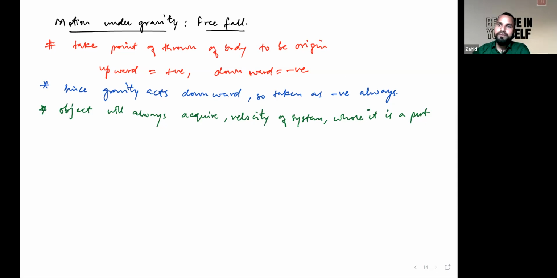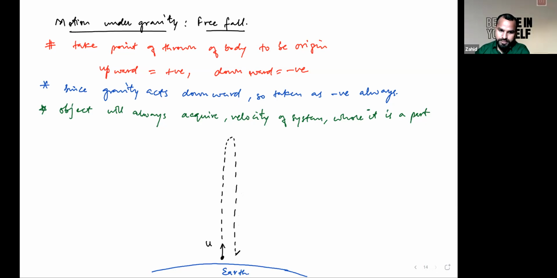Now, on the basis of this, I'm giving you some more relationships. Suppose this is the surface of the Earth, and from it a body is thrown upward with some initial velocity u. It will attain some height to reach its maximum, and then turn back to hit the ground again with some velocity.